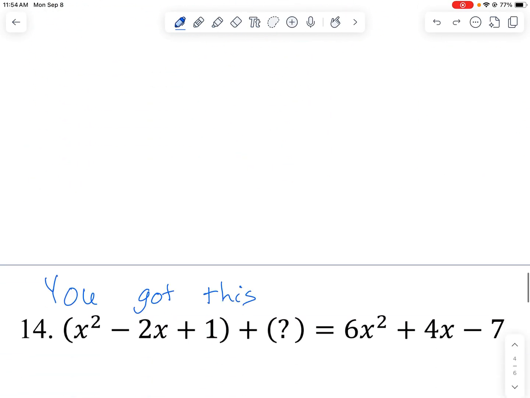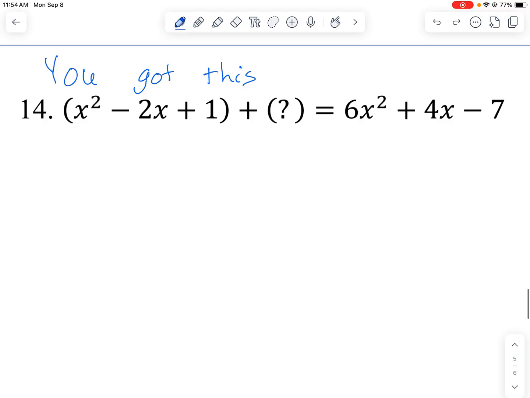Okay, so let's try another one. I want you to jump to 14. Pause the video, see if you can figure it out, and come back and check. Did you do it yet? Okay, hold on. You can subtract this whole piece over here.